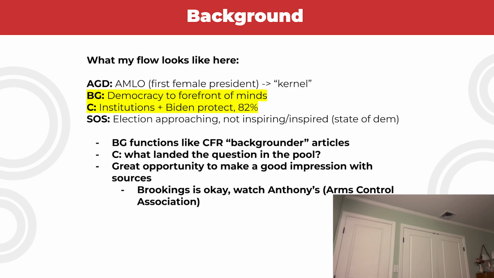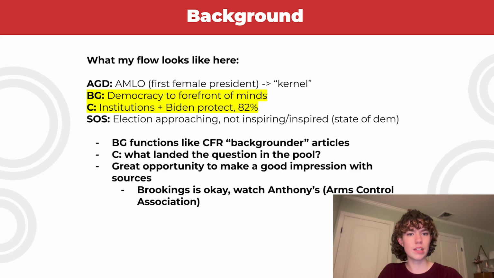Another thing you want to focus on in the background is making good first impressions whenever you can. So the background is a great opportunity to establish some credibility via sourcing. I try to do this to an extent by bringing up the Brookings Institute, which is a very reputable think tank, as my first source. But someone who does this really well is Anthony, the IX champion from the same year, who cites a very credible and unique source that's going to stand out. I think it was the Arms Control Association in his background.